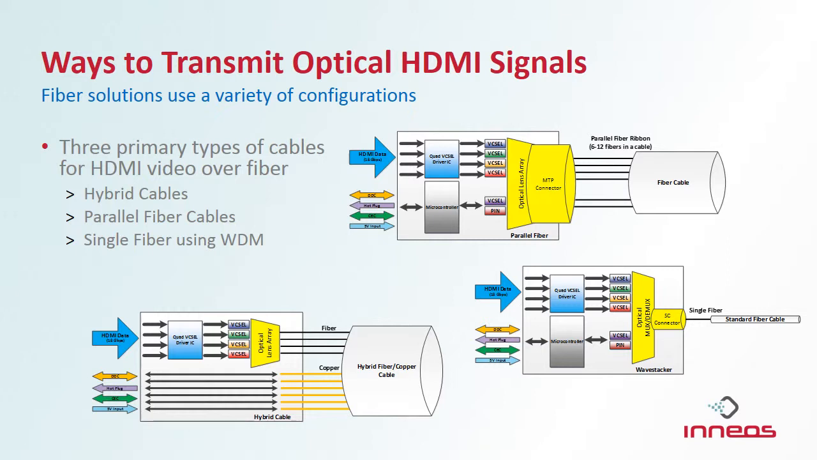The third option is multiplexing the optical signals onto 1 or 2 fibers, and this is generally done for when you see SC and LC connectors in the field. So there may be 1 or 2 SC or LC connectors, and they use wavelength division multiplexing so that just a standard fiber cable can be used.